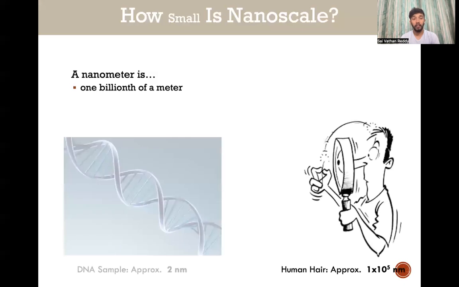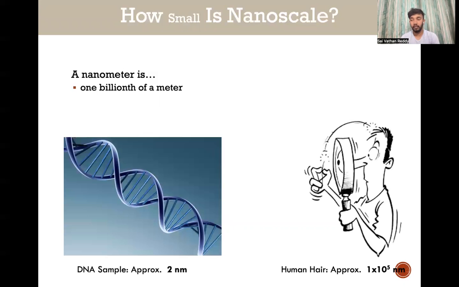We have no idea how small a nanometer is, so let me tell you a fact. A nanometer is basically 1 billionth of a meter, and a meter is roughly 100 centimeters. And these are a couple of nanoscopic images. DNA is approximately 2 nanometers, and a human hair is about 10 to the power 5 nanometers.